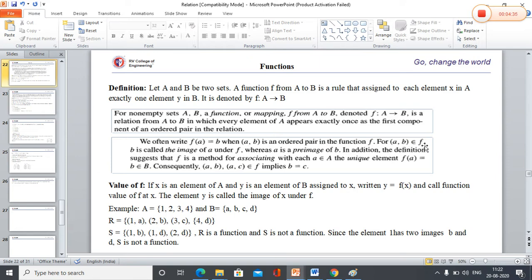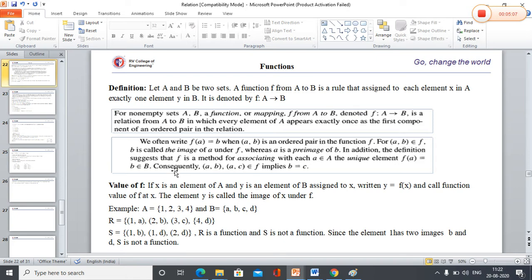So (a, b) belongs to f means this (a, b) is nothing but the ordered pair. If it belongs to f, b is called the image of a under f. So this b, the second element, is called the image of the first element, and a is the pre-image of b, and the first element of each ordered pair is called the pre-image of the second element. Okay, in addition, the definition suggests that f is a method for association with each a belongs to A the unique element f(a) is equal to b belongs to B.